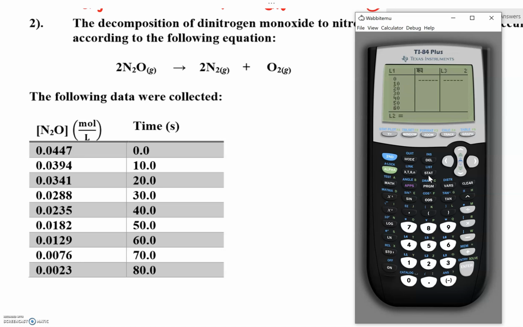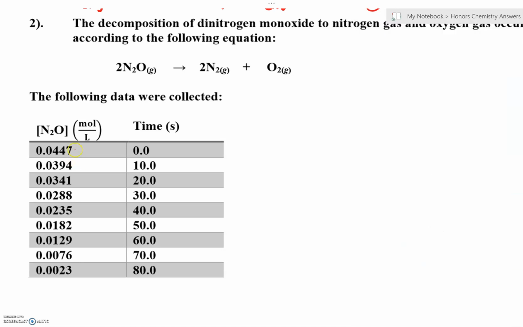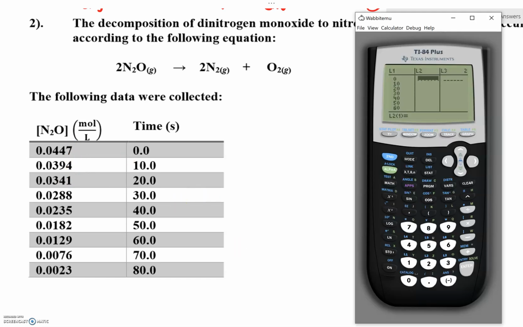And you know what's interesting about this concentration stuff is that if I'm looking, it seems to be dropping by about the same amount every time. It seems to be dropping by about 0.005. If you look at this, if you were to subtract each of these from the next one, you get a pretty consistent value. I'm going to estimate that this is a zero order reaction. Let's see how close I can get by just eyeballing it.